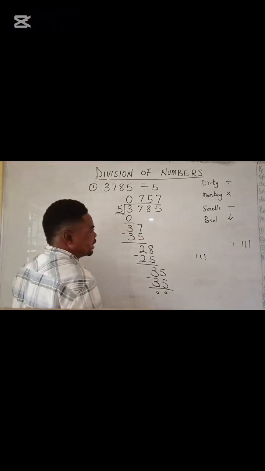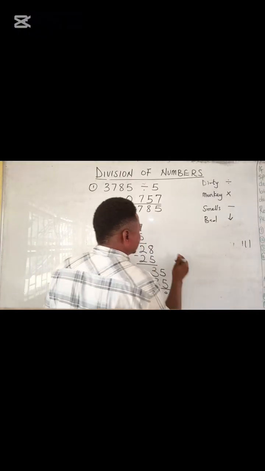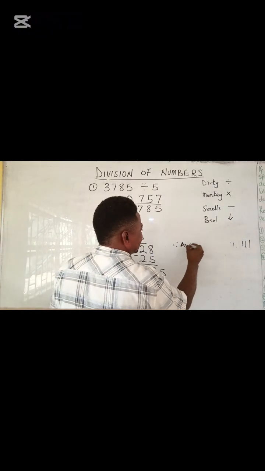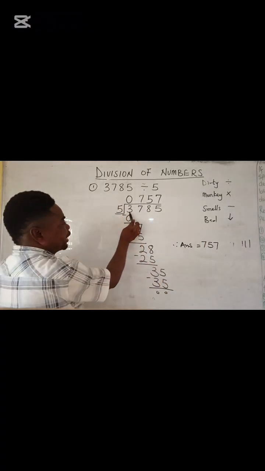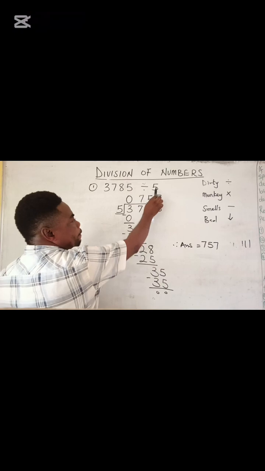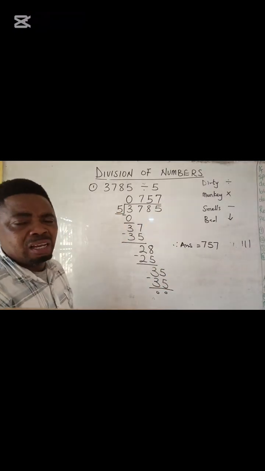0. Then what is the next thing? You bring down. There is nothing to bring down again. That is when you are sure of your answer. Therefore, our final answer here is equal to 757. Even if the dividend here is 5 or 7, you can go ahead and continue your process. You will get your answer.